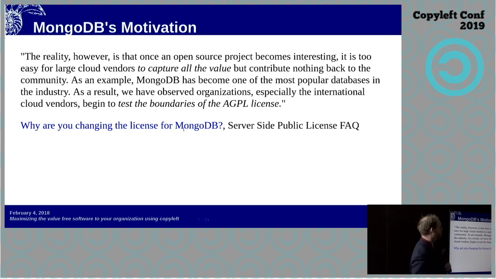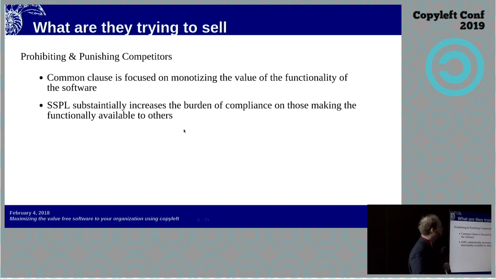"As an example, MongoDB became the most popular database in the industry." That's true, because it was open source. I think most people in this room would probably agree. "And as a result, we saw lots of cloud vendors testing the boundaries of the AGPL license." That sounds good. And at least they tried to make an effort towards Server-Side Public License, even if I think it's probably disingenuous. So what are these two companies trying to do? They're trying to prohibit and punish competitors for monetizing the value of the functionality of the software or substantially increasing the burden on compliance. Basically, they're also trying to stop people from also using Server-Side Public License.